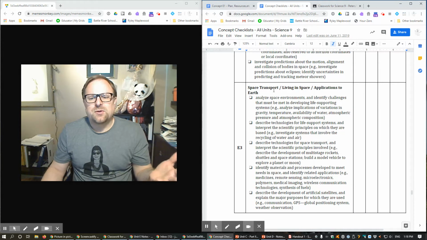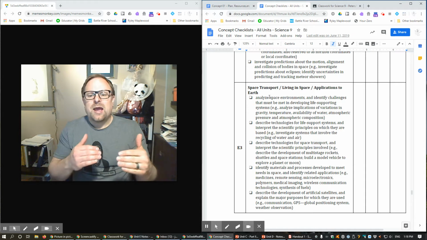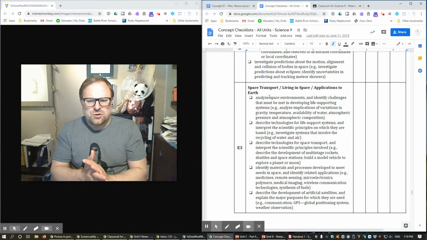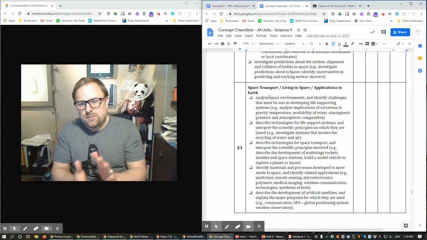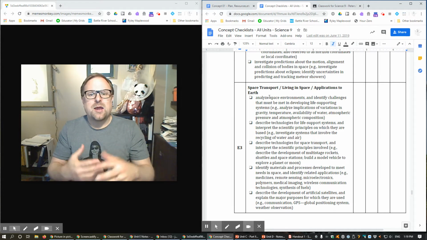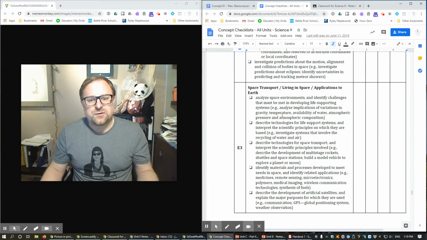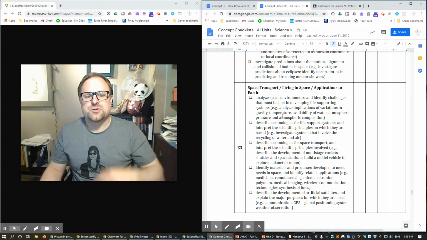E3 is going to have us looking at space transport, living in space, and applications to Earth. So how have we adapted to living in a space environment? What are the challenges associated with that? How do we get people up into space? And how have some of those things translated to important discoveries for us here on Earth rather than just the astronauts up in space?